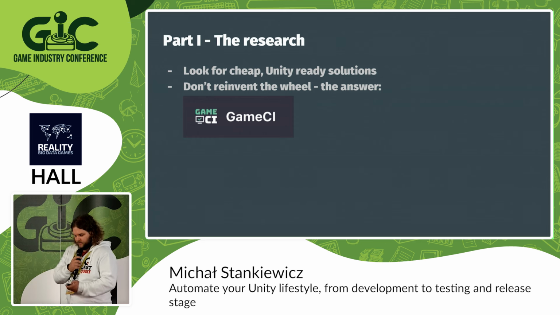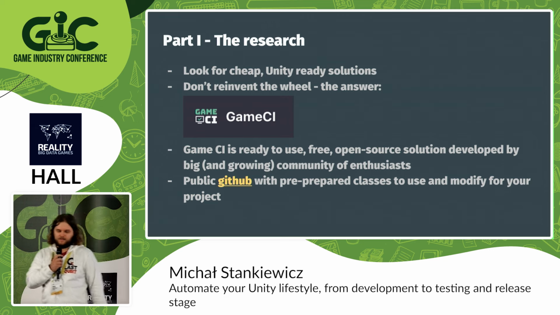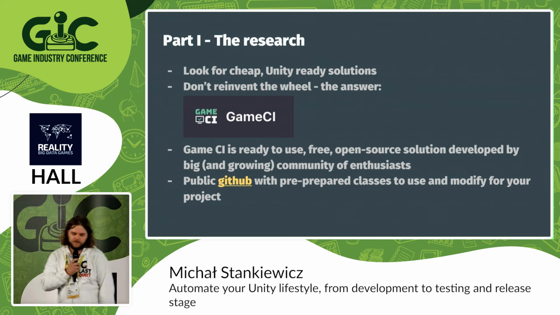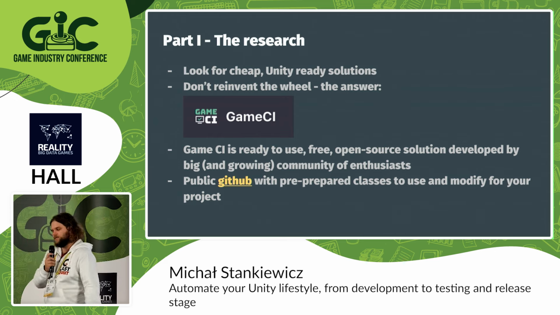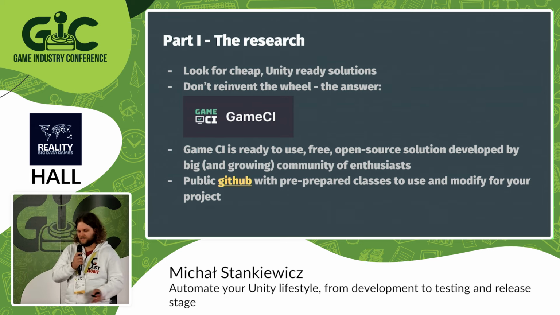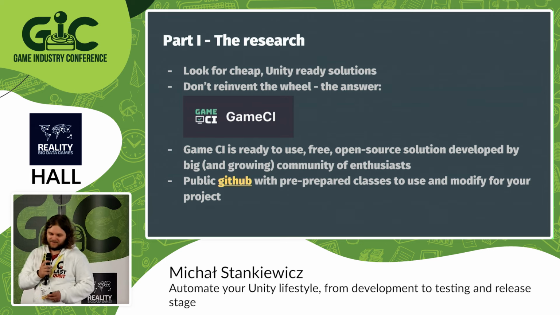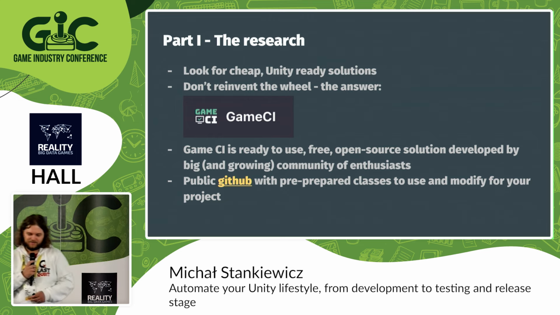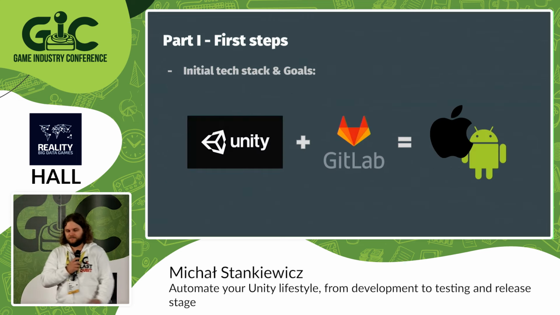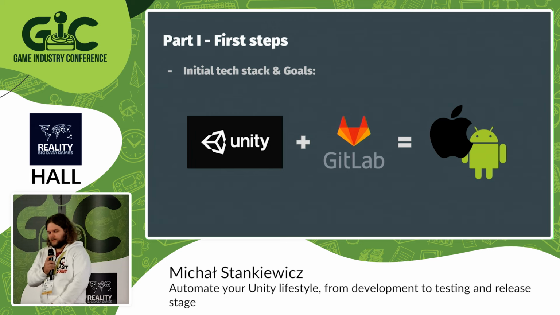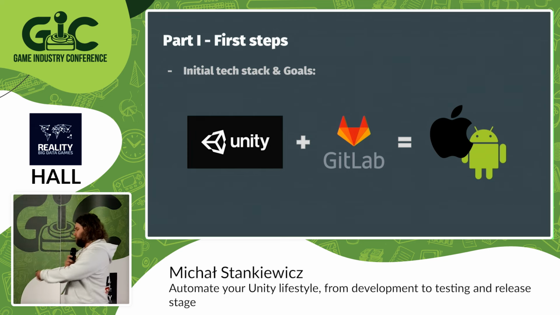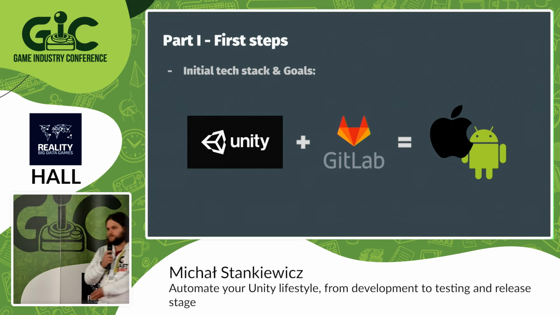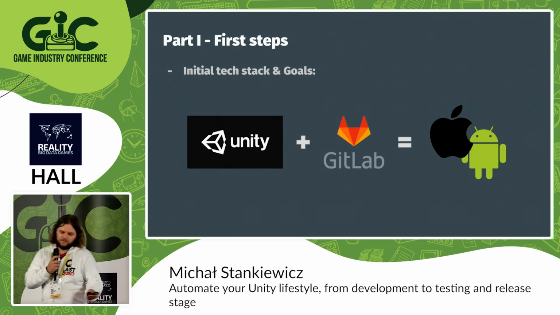We found a game CI solution on GitHub that is free to use. Over 1,000 people are committing changes to it. So it's good. It's prepared to work with Unity, so there were high chances that it would work with Unity. You're never sure, of course. But we've tried that. We started with GitLab as well, because GitLab not only has the cool UI, but our team had worked with GitLab a lot before, so it was a go-to solution for us.